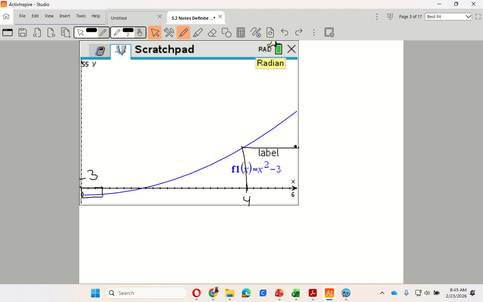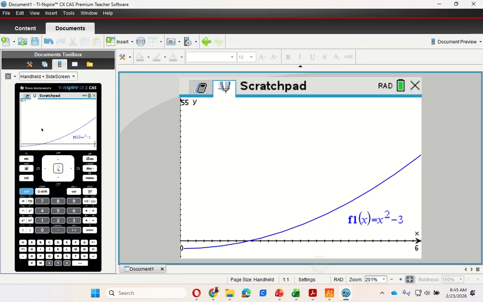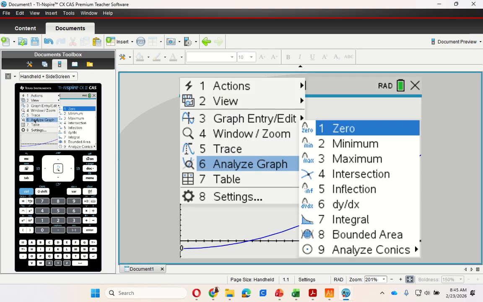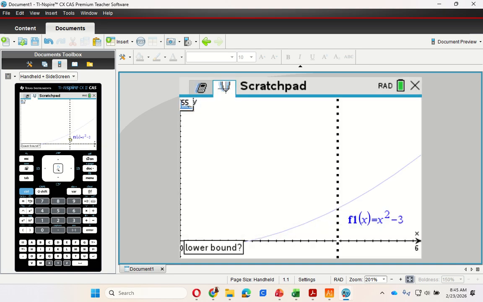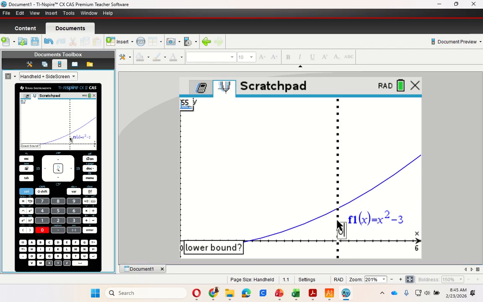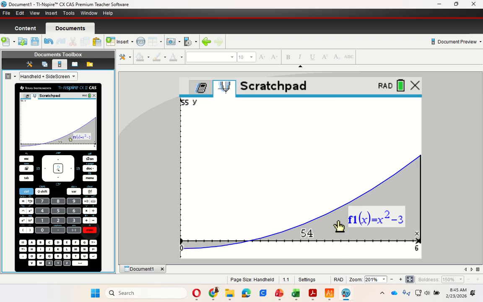And look, let's see what it actually is. You ready? So, menu, analyze, and let's do integral. Lower bound, I'm going to start over at 0, so I'm going to enter 0. Upper bound, I'm going all the way to +6. So the actual area under this is going to be 54.